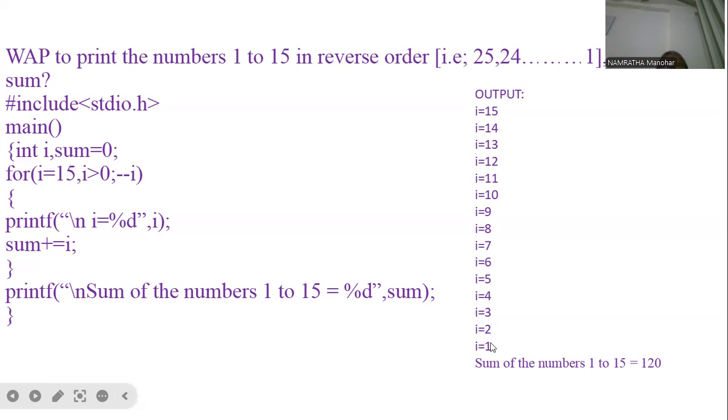So i keeps being decremented. When i is 1, i is still greater than 0, so i is added to the sum. But when you decrement i from 1, it becomes 0. When this becomes 0, this condition is not met. That is, the for loop becomes false, so control comes out of the for loop. And this printf statement, sum of the numbers 1 to 15 is equal to %d, sum, is executed. And then you close your main program. So the sum of the numbers 1 to 15 is equal to 120.